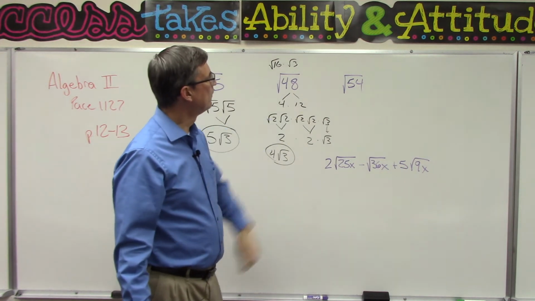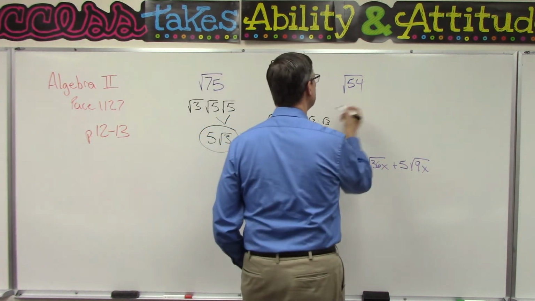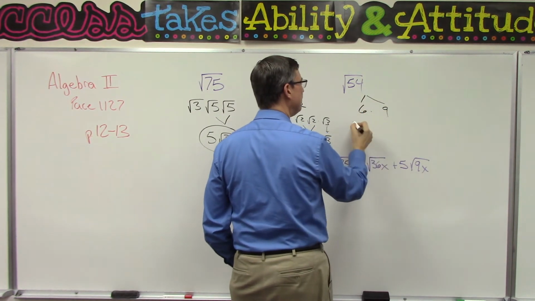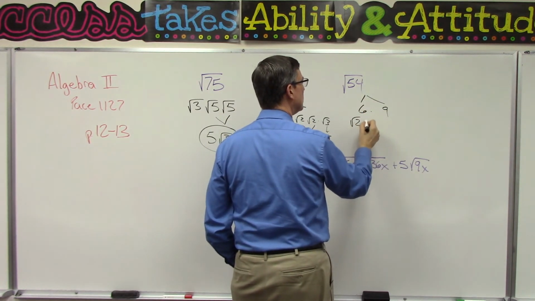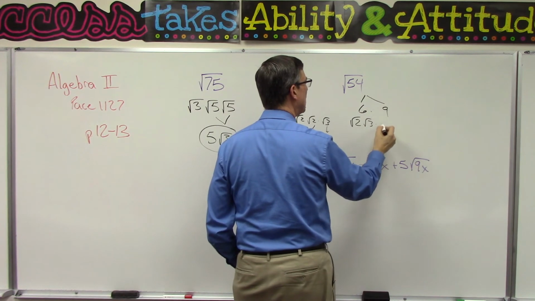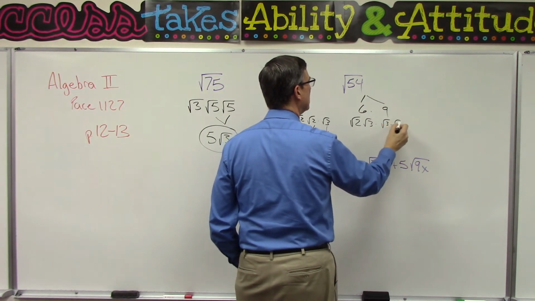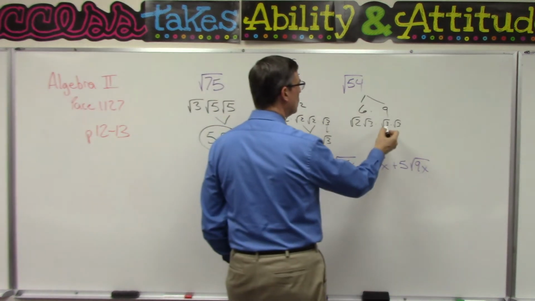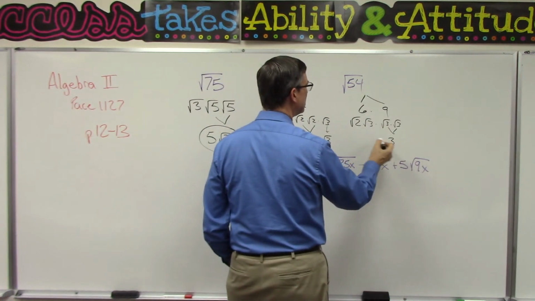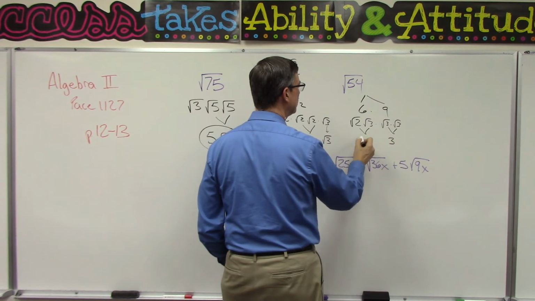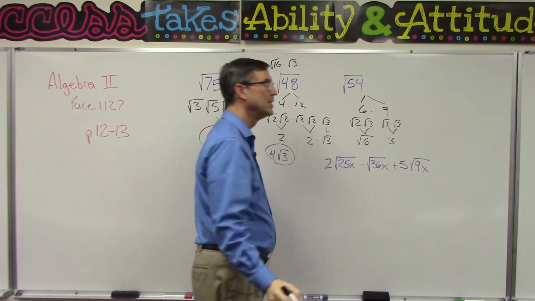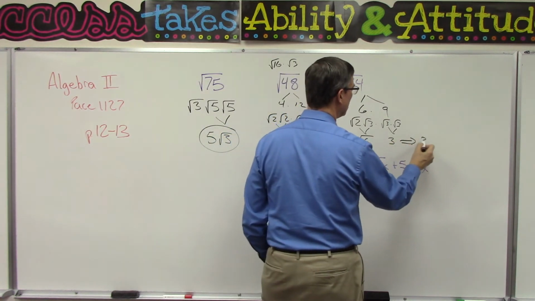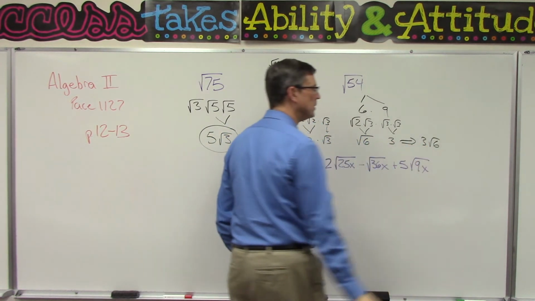Let's think about 54. I'm going to take you back through this method here. So 54 is 6 times 9. 6 is square root of 2 times square root of 3. 9 is square root of 3 times square root of 3. So here the 3 pops out. These two come together to just be the square root of 6. Now we always put the real part first, so we would say 3 square root of 6.